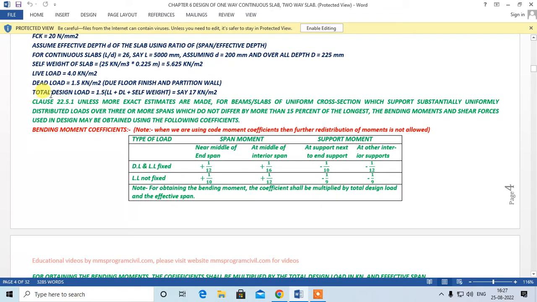Okay. Total design load will be 1.5 into live load plus dead load plus self weight. That is equal to 17 kilonewton per meter square. Okay.